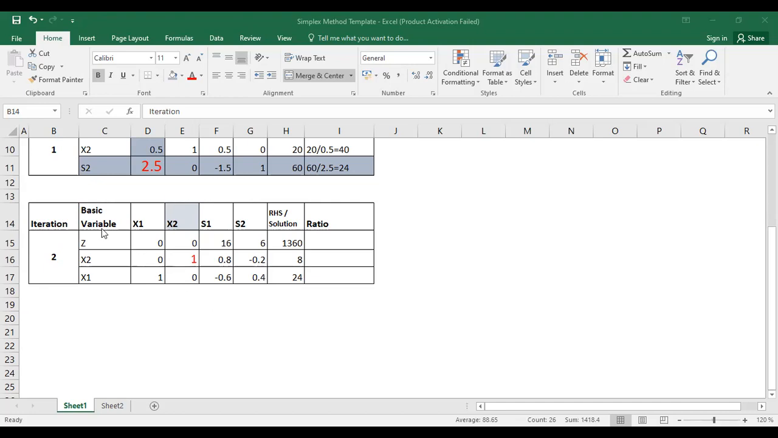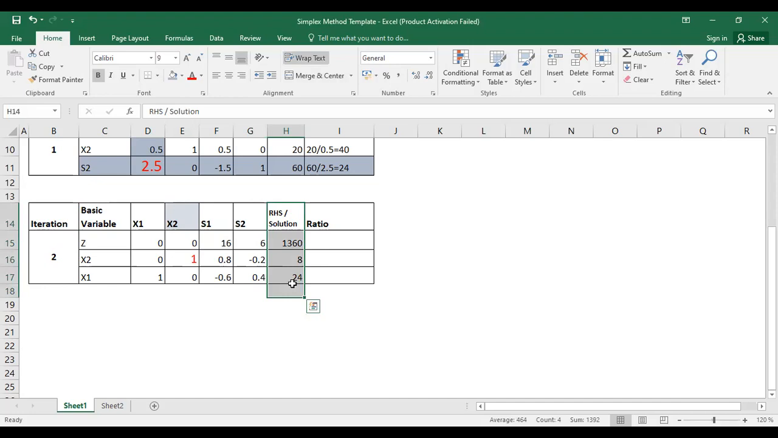Yes, Christabel. Have we reached optimality? Yes, please. Why do you say so? Because we don't have any negative values. Okay. So this tells us that we have reached optimality, so we can pick the right-hand side values to represent our optimal solution.